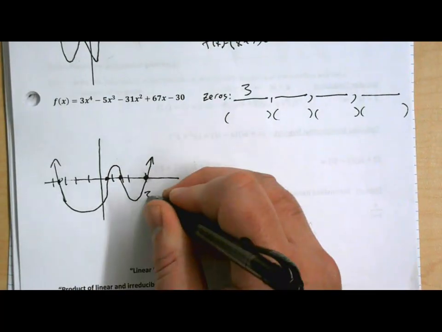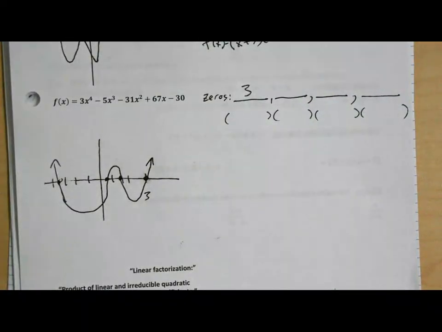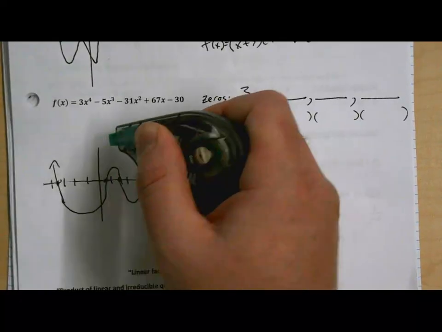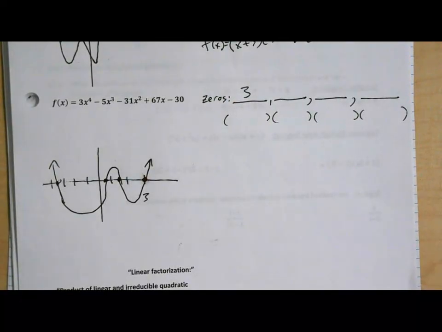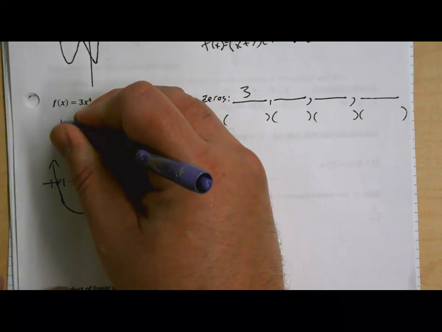So this one's at 3. We got 3 others, though, that are kind of those betweener ones. So let's go ahead and make our P over Q list. Maybe there'll be something on our P over Q list that'll work. So I'm building my P over Q list.